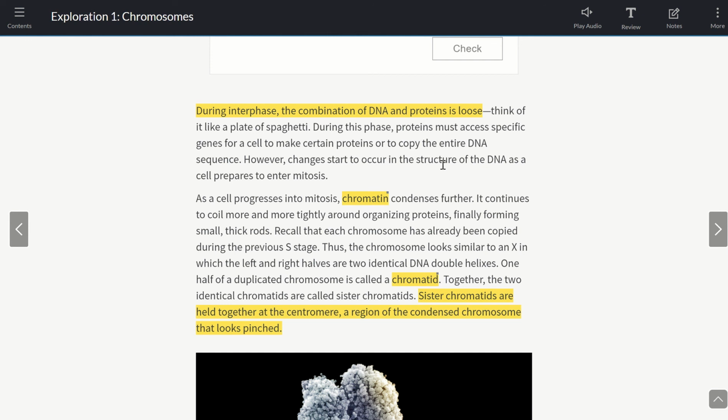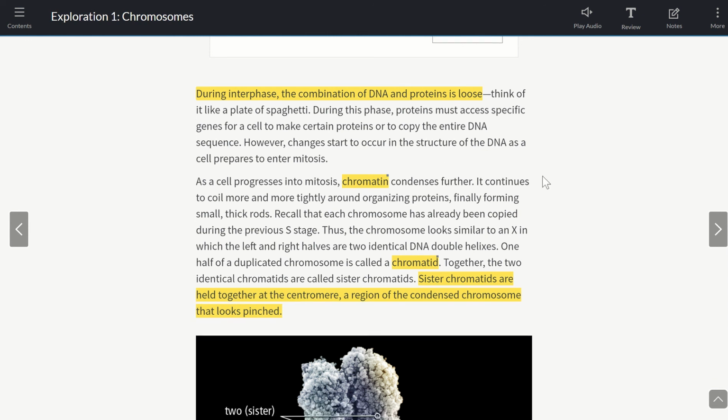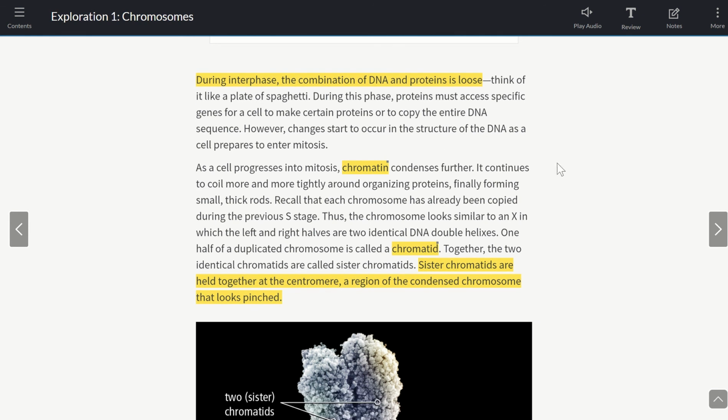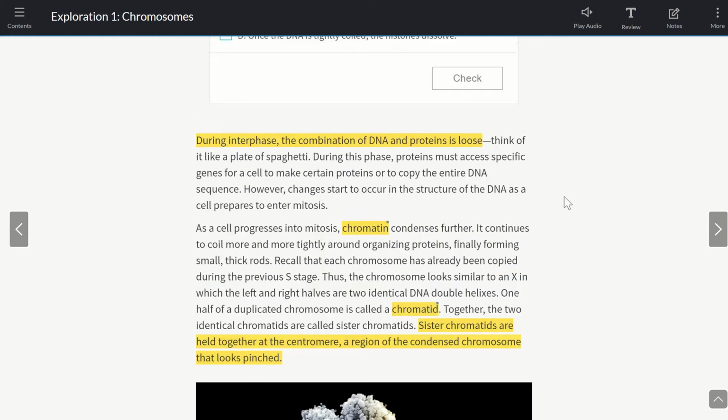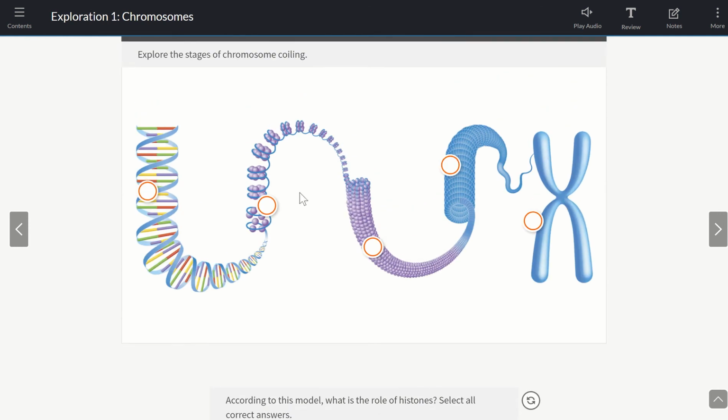This chromatin is how DNA exists for most of the cell's life, but at some point when the cell decides it's time to divide, that chromatin is going to go through that condensation process where it's going to get tighter and tighter and tighter, like this picture, until eventually it's going to form a chromatid.